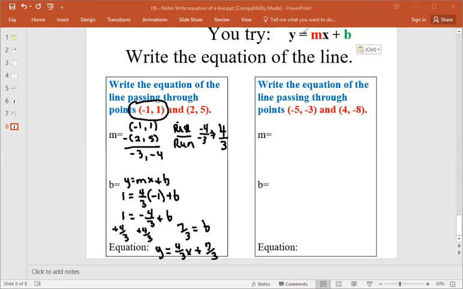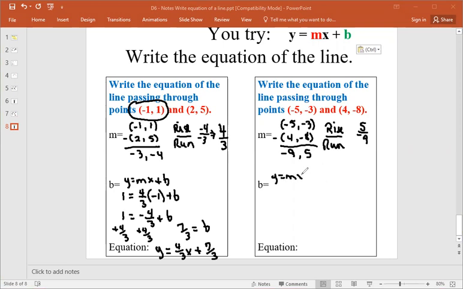All right, one more. Here we have the same thing, except we're going through the points (-5, -3) and (4, -8). Once again, we're going to find the slope. So we're going to subtract these points. -5 minus 4 is -9. -3 minus the -8, so that means we're adding 8. So this is +5. So once again, rise over run, 5 over -9.